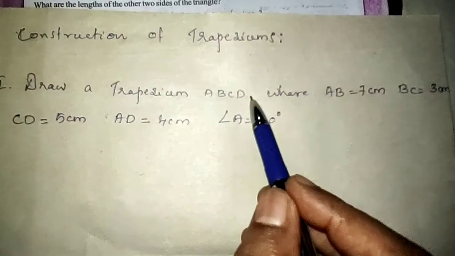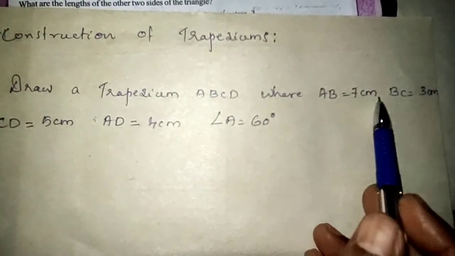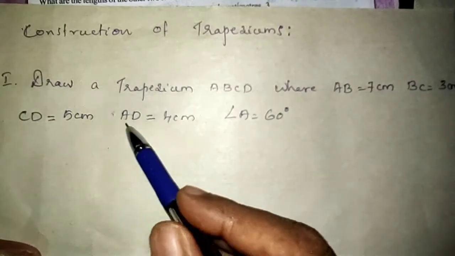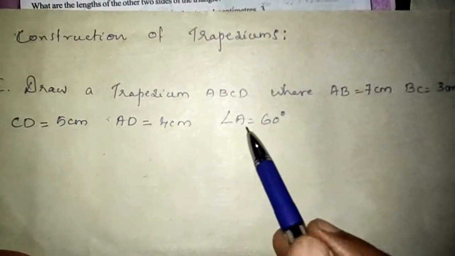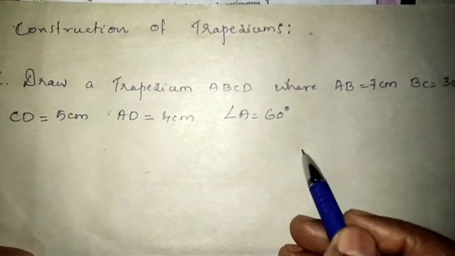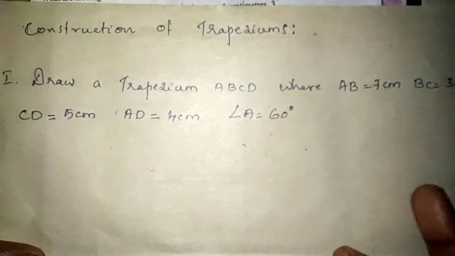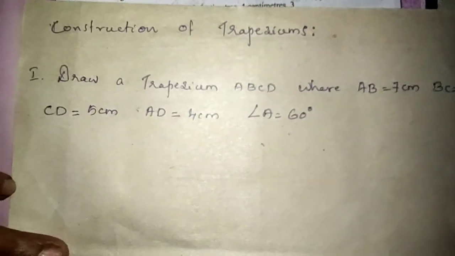Draw a trapezium ABCD where AB is equal to 7 cm, BC is equal to 3 cm, CD is equal to 5 cm, AD is equal to 4 cm and angle A is equal to 60 degree. That is, 4 sides and 1 angle are given here. So let us draw that.